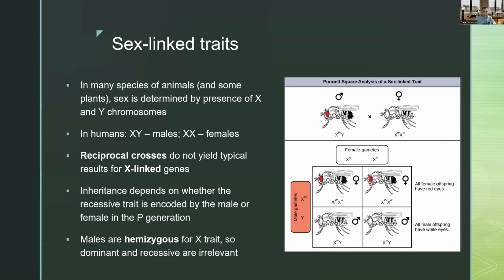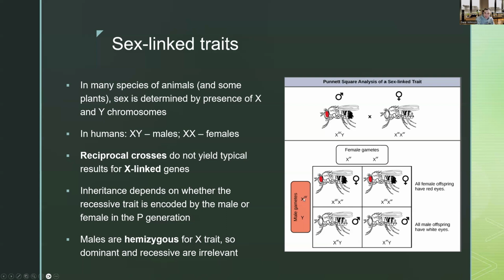And that's why inheritance now begins to depend on whether that recessive trait comes from the male parent or from the female parent. Because in all species with XY inheritance, the way you end up with a genetic male offspring is the male has to provide the Y chromosome during the mating. So let's just look at this real quick.